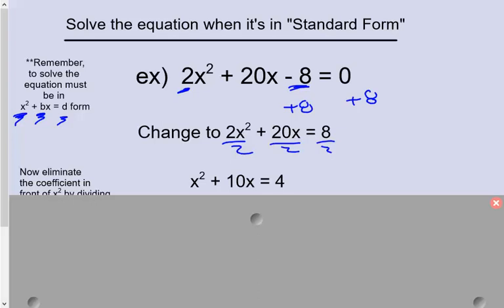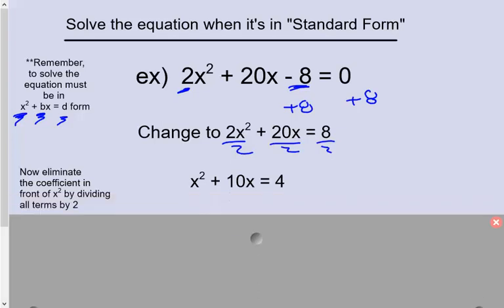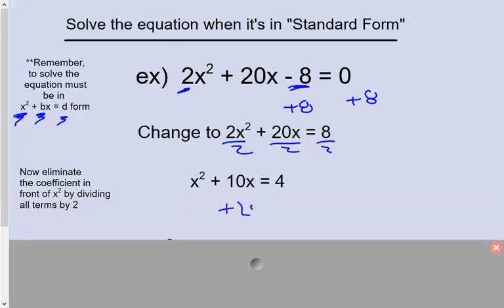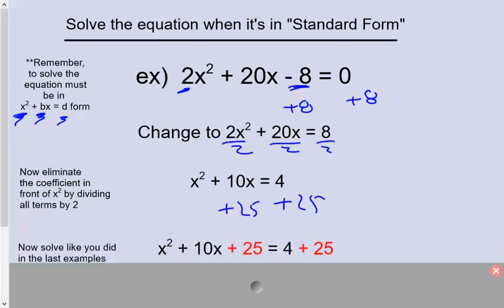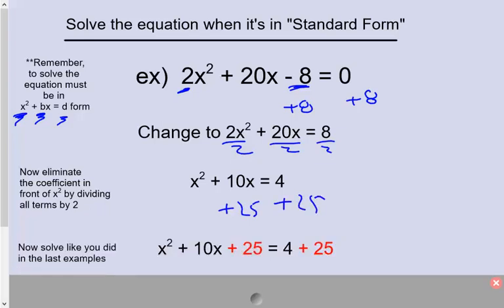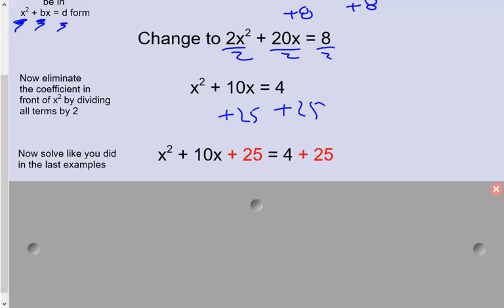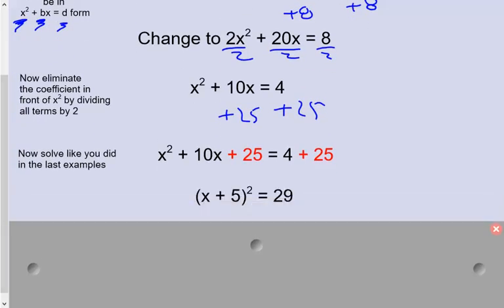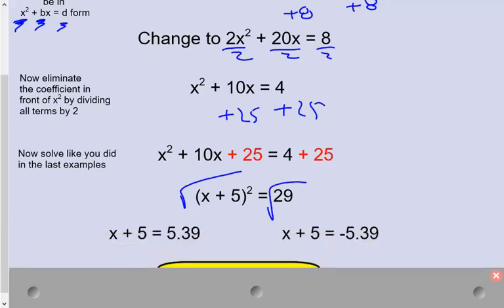Now I'm going to add my magic number. Half of 10 is 5. 5 squared is 25. So we're going to add 25 to both sides. And then that's going to give me 29 on the right-hand side. On the left, I'm going to put that into factored form, x plus 5 squared. And from here, we can just do what we did yesterday, square root both sides, and get both of our answers. So x equals 0.39, x equals negative 10.39. And that is the process of completing the square.